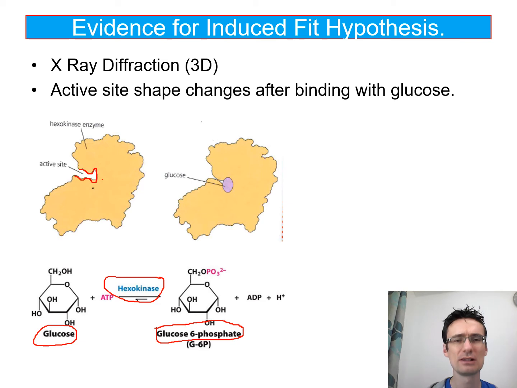You have it before the glucose is added, and then when the glucose is added, you can see how the enzyme has changed its active site to suit the structure of the substrate. Now, there's still the lock and key in there because the glucose would fit into the active site, but then it alters its shape to allow the reaction to happen.